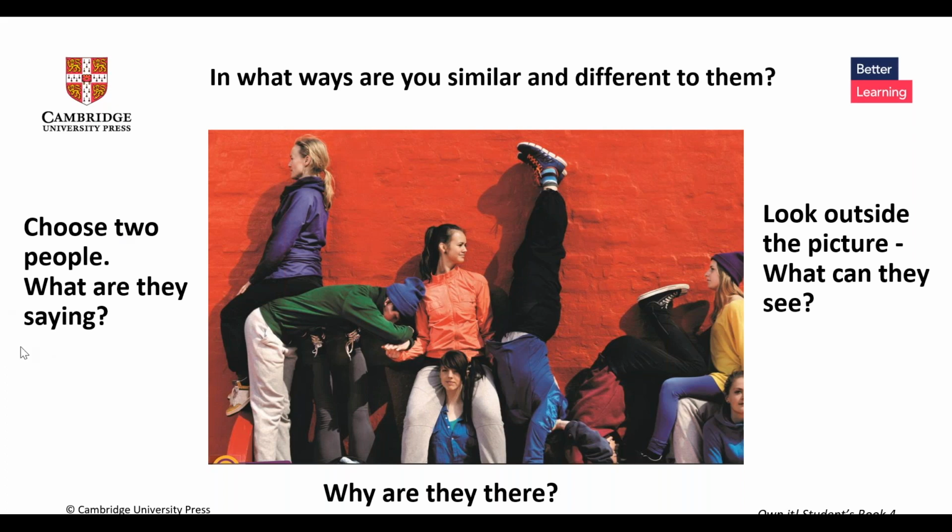So for example, here they could choose two of the people in the picture and imagine the conversation between them. Or they could just imagine why they are there and answer the question, why are they in that picture in the first place? So really sort of reflecting on some of the reasons why they think they're in the picture. They could also encourage their creativity, their imagination, and imagine there's somebody in the picture and what they're looking outside and describe what they can see outside the picture.